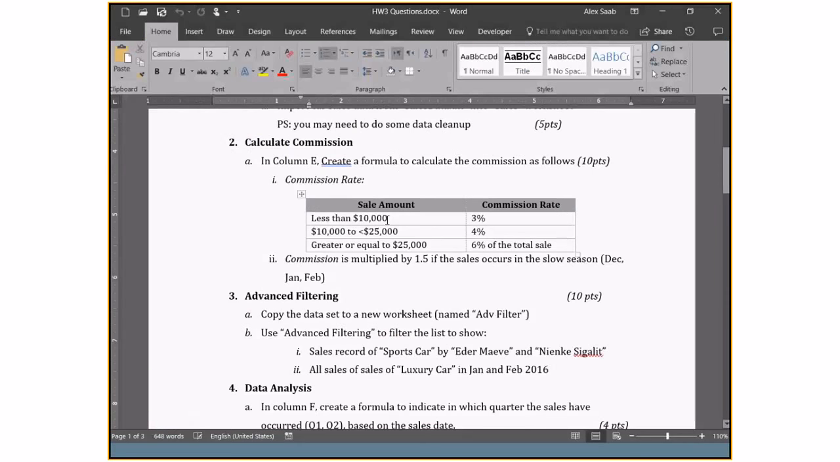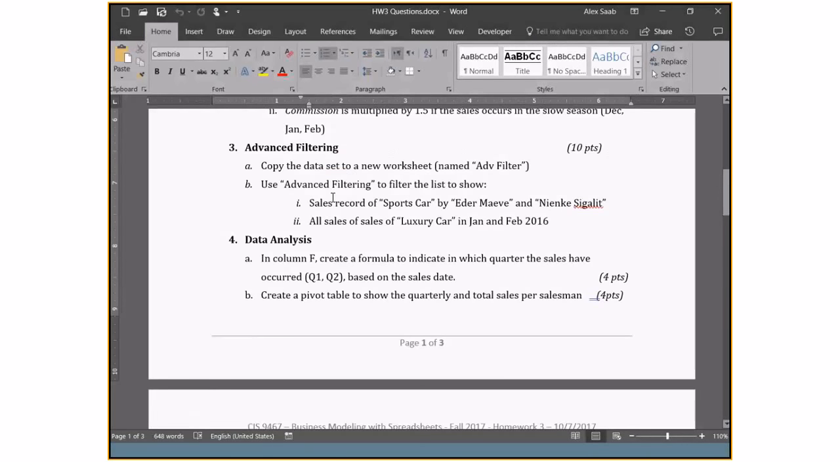The question is, you need to do advanced filtering where the sales record has to be sports car by 2 salespeople, right? And has to be luxury and either January or February 2016.